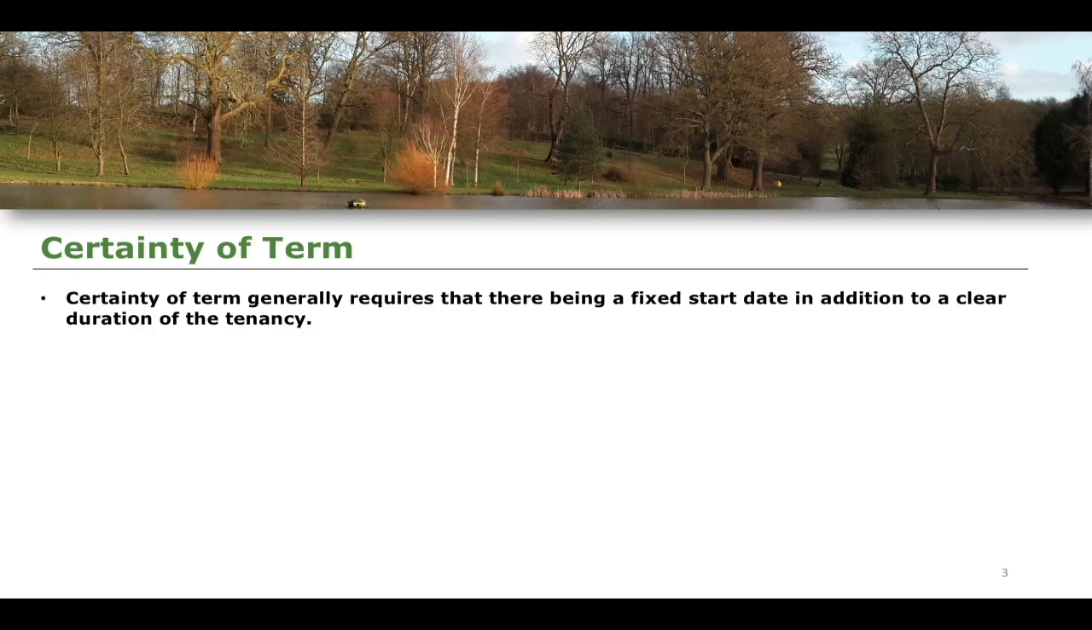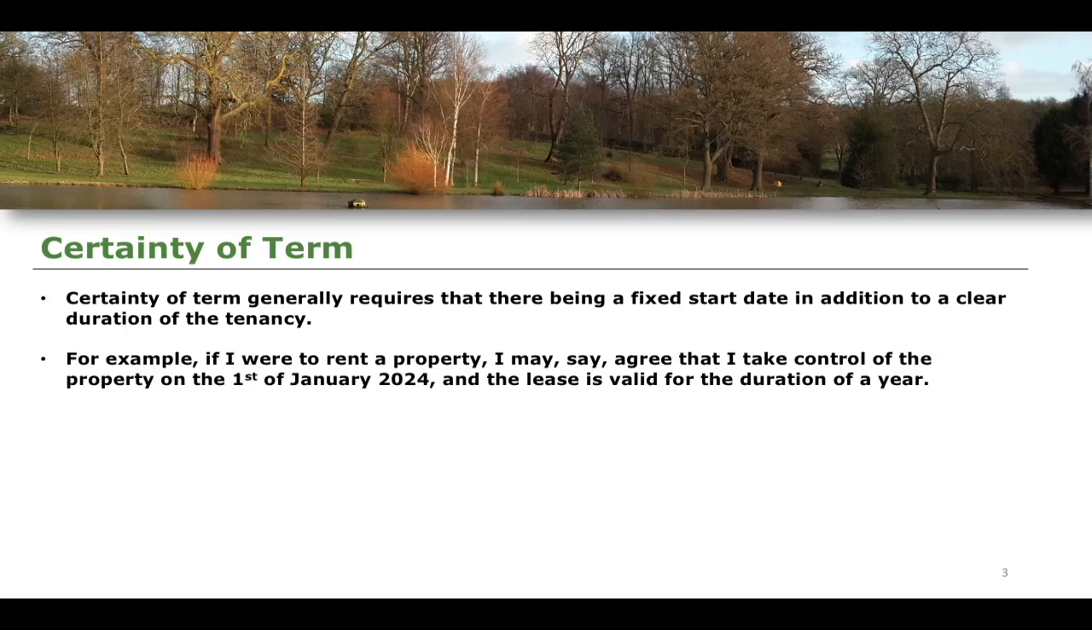So, what certainty of term generally requires is that there is a fixed start date to a lease, as well as a clear duration of the tenancy. The example I used in the previous lesson is what I will use today as well. If I were to rent a property, I may agree that I take control of the property, i.e. my lease begins on the 1st of January 2024, the start of the year. And we may have agreed with the landlord or the letting agency that is operating as an agent on behalf of the landlord that the lease be valid for the duration of a single year. This is certainty of term.